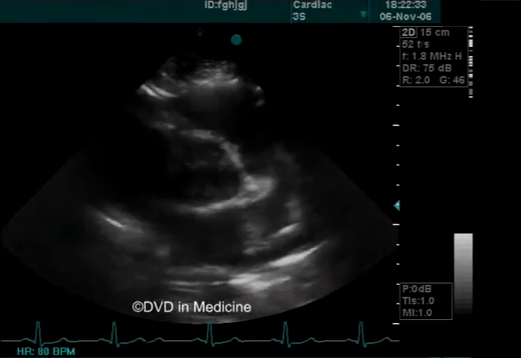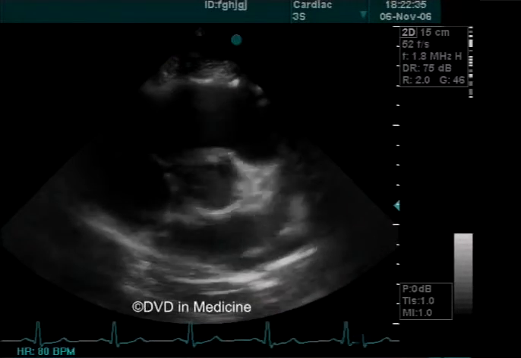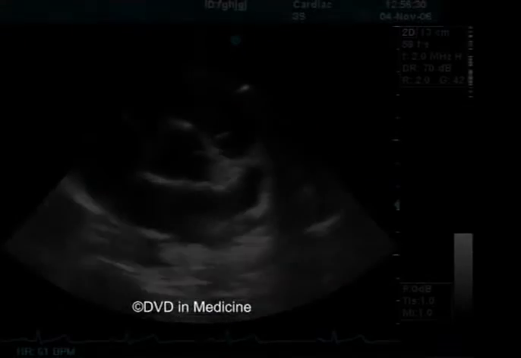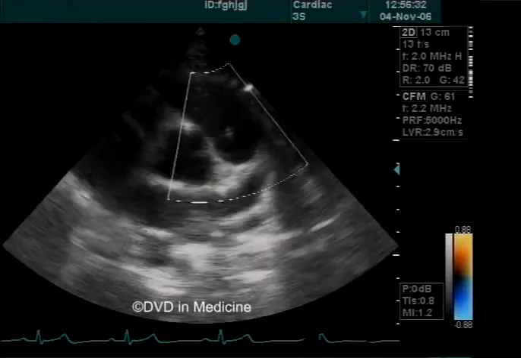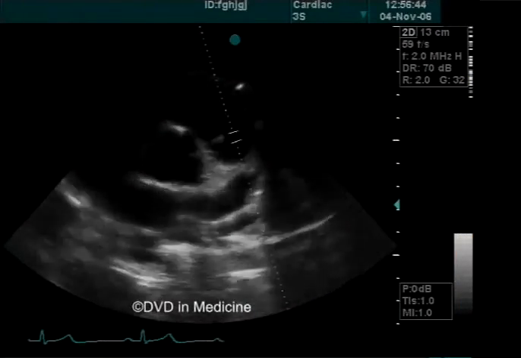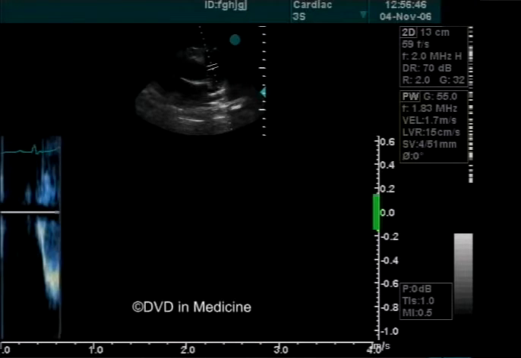In this image, one can also see the initial part of the pulmonary artery and pulmonary valve. In this image, one can easily see the structure and motion of the pulmonary leaflets and evaluate the flow with the Doppler.